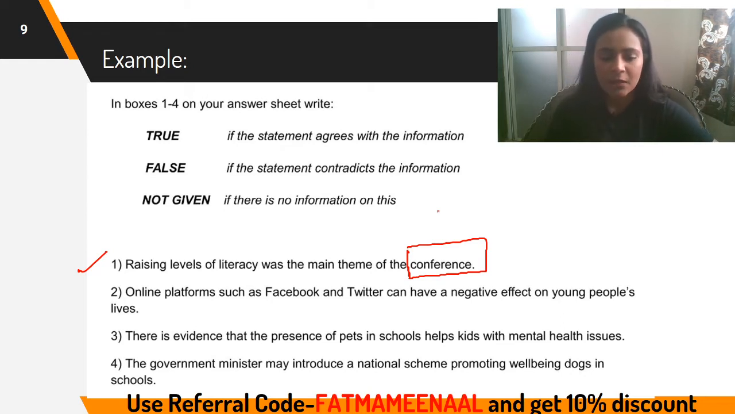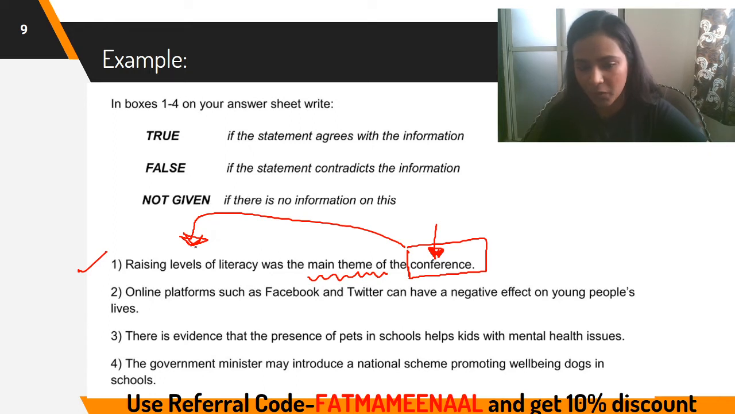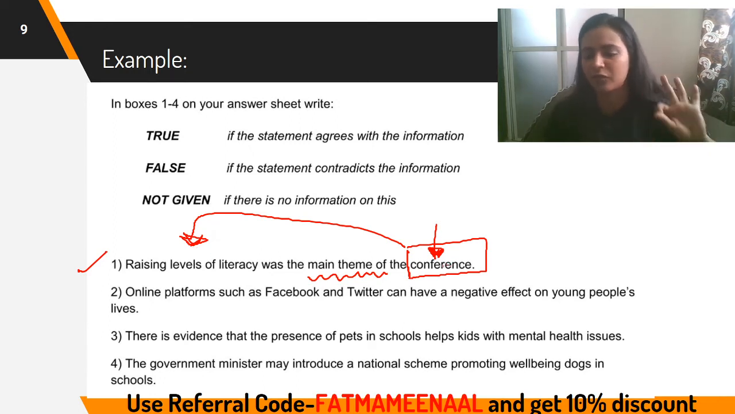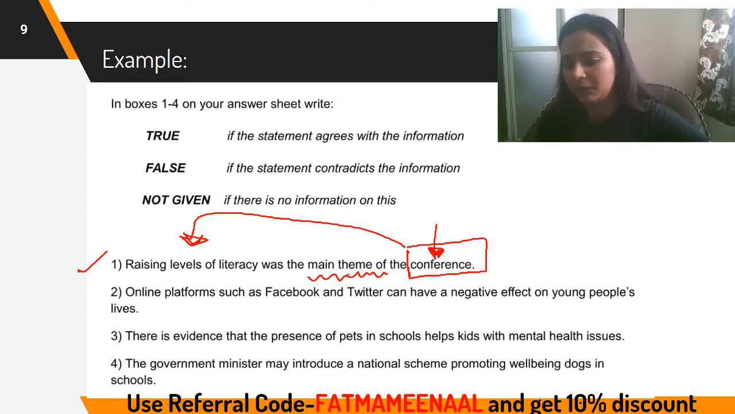Okay? So, raising levels of literacy was the main theme of the conference. I know there'll be a major discussion of the conference, and I need to find out the main theme, whether the main theme was raising the level of literacy or not. So I've quickly scribbled down that my main keyword is the conference discussion, and I have to double check what the main theme was. Was it raising literacy or not, or was the entire discussion not there?